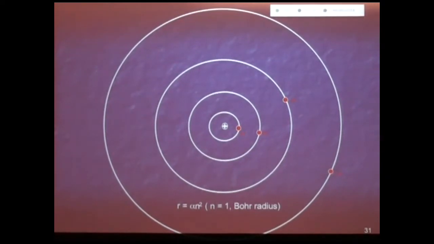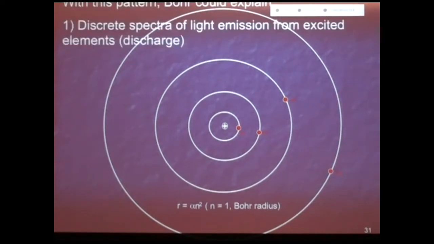So he fudged it, right? He used the experiment to guide his theory. He said, in theory, these electron orbits have this formula, r equals alpha n squared, and these electrons can only be in these orbits. So if you now take the hydrogen atom, I can explain two things. One, I can explain why the spectra of light that comes out of the atom is discrete, in other words, why you get only fixed lines. And two, I can actually explain what the wavelength is, and I can explain the pattern.